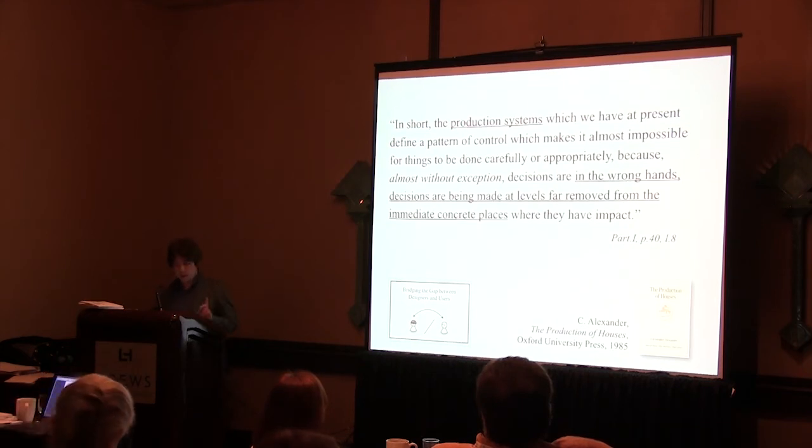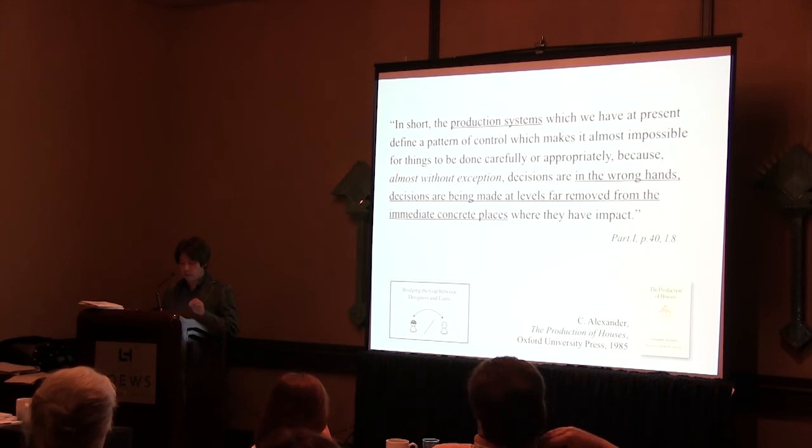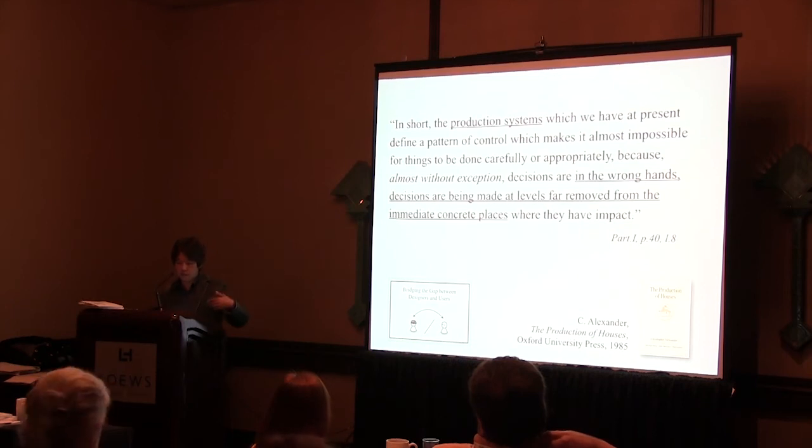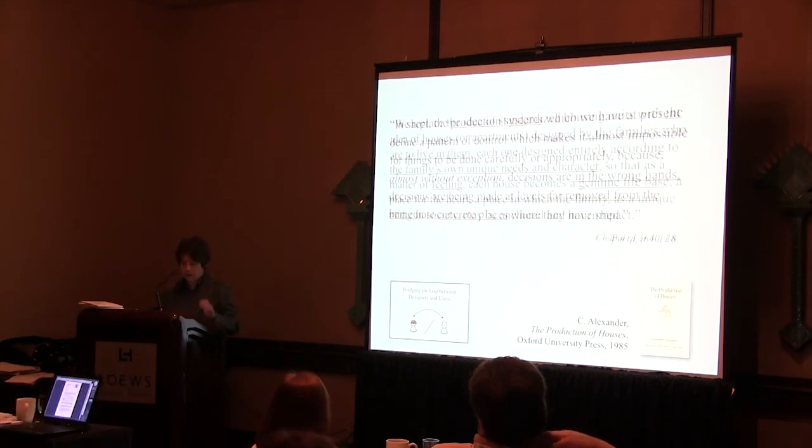In short, he said the production system which we have at present defines a pattern of control which makes it almost impossible for things to be done carefully or appropriately, because almost without exception, decisions are in the wrong hands. The decisions are being made at levels far removed from the immediate concrete place where they have impact. So the architecture is coming from the outside, and they design for the inside people, like that.